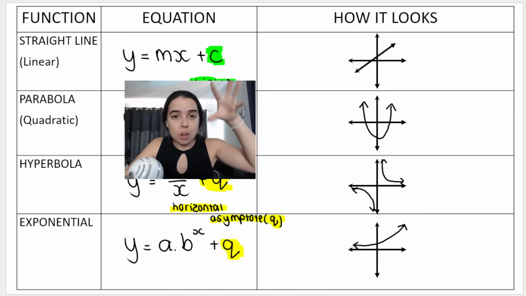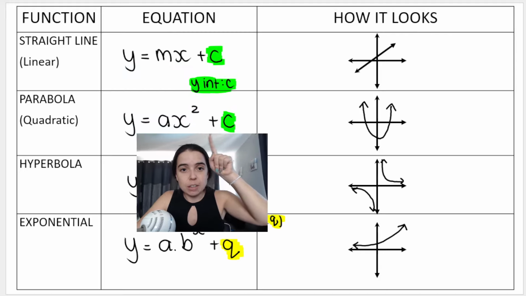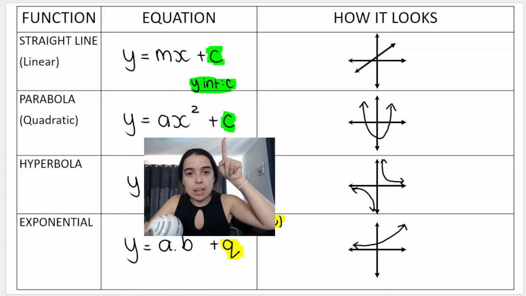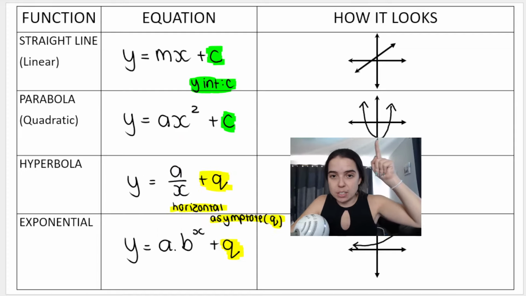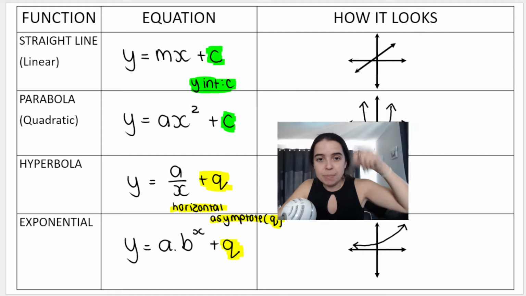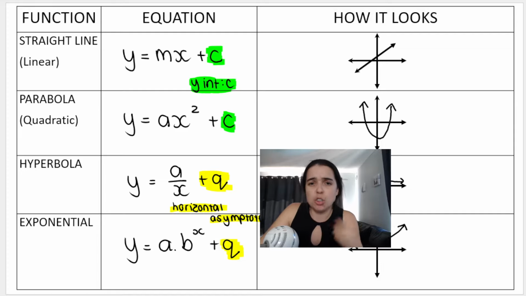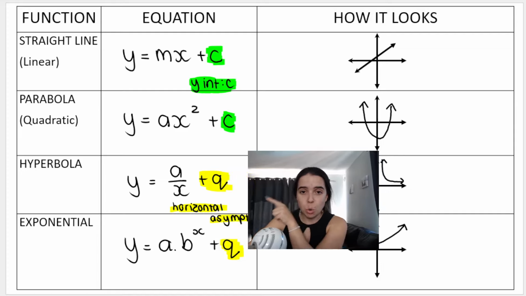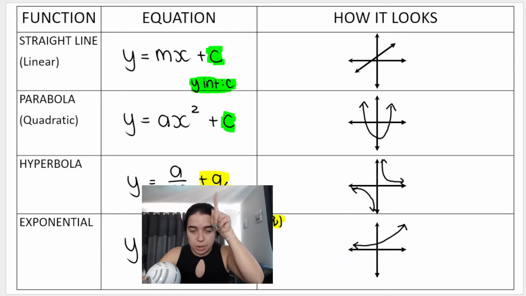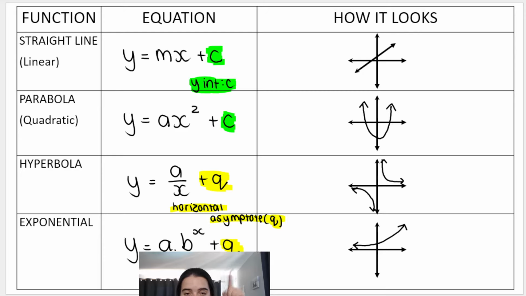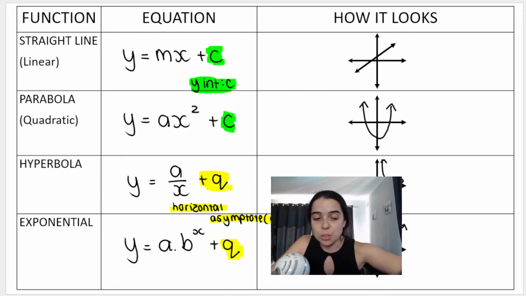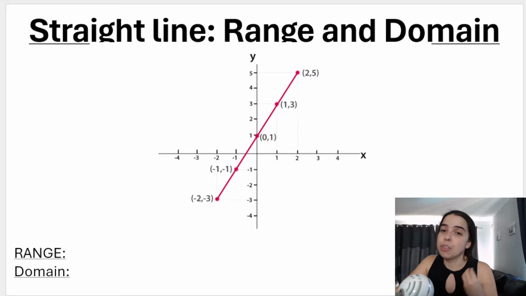I just wrote here, for example, that the c values in both the straight line and the parabola are the y-intercepts, so where the graph cuts the y-axis, so there and there. And in the hyperbola and the exponential, the q value, you might call it something else. You might call it a c value as well. Whatever you call it, this variable here, this plus q, that is the horizontal asymptote. So we'll be going over how to get the range and the domain and how to write it for each of these different functions, starting off with the easiest one, the straight line function.